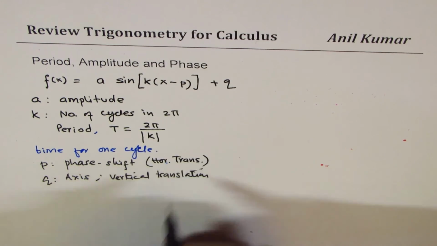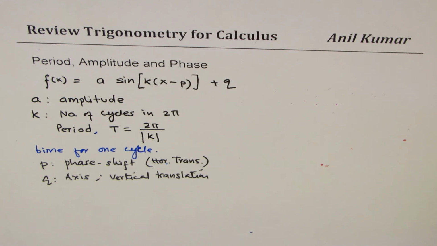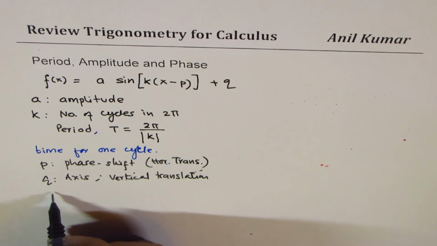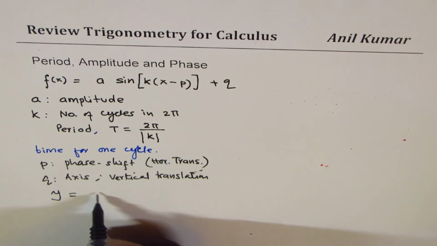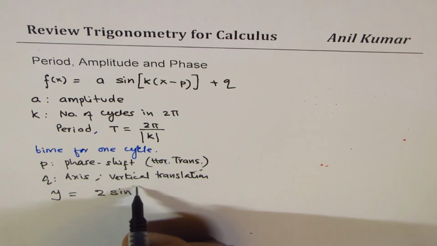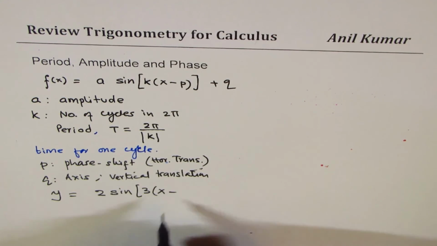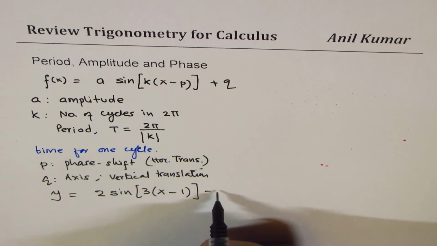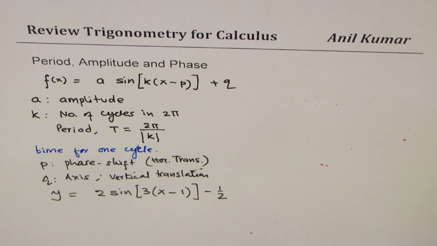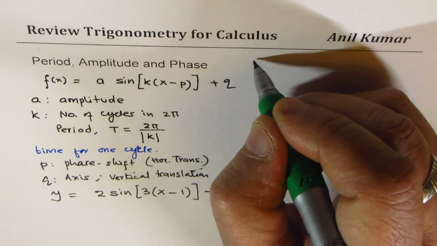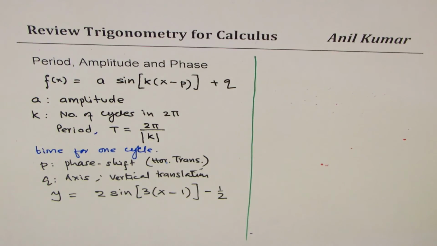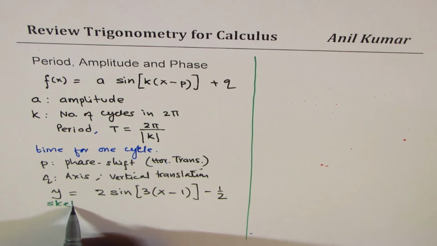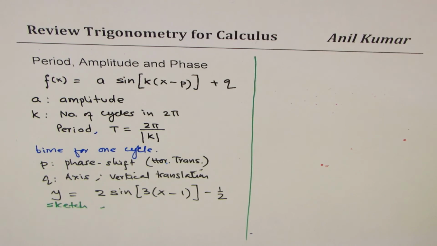Is that okay? So that is how we can actually see a particular equation. Now, as an exercise, if I give you a function which is y equals, let us say, 2 sine of 3x minus 1 minus half. Now, in that case, I'd like you to write down the amplitude, time period, and also sketch. So I'd like you to sketch this particular function, right? It's a sinusoidal function. So let's review how to sketch it.